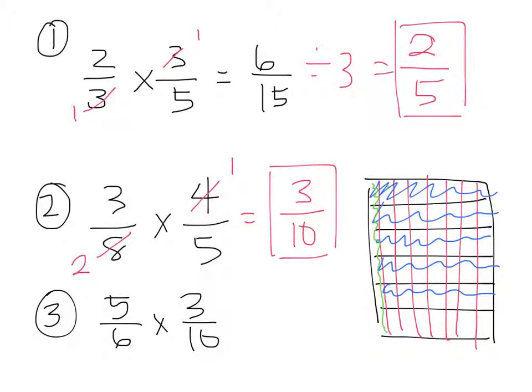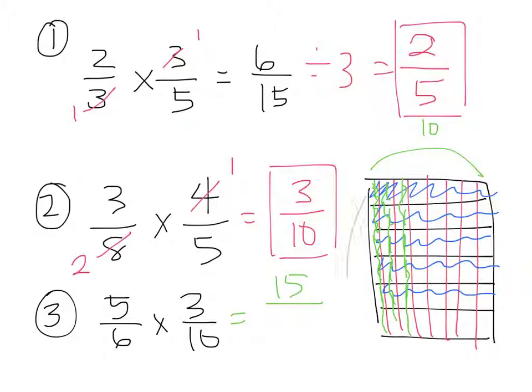1, 2, 3. So how many of these are overlapping? Wait, what is it? What's the fraction for that? 3/10. It's in your book. Okay, so how many of these are overlapping? Let's count them together. 1, 2, 3, 4, 5, 6, 7, 8, 9, 10, 11, 12, 13, 14, 15. So I have 15 out of a possible what? This is in tenths, and this is in 6. 10 times 6 is 60.